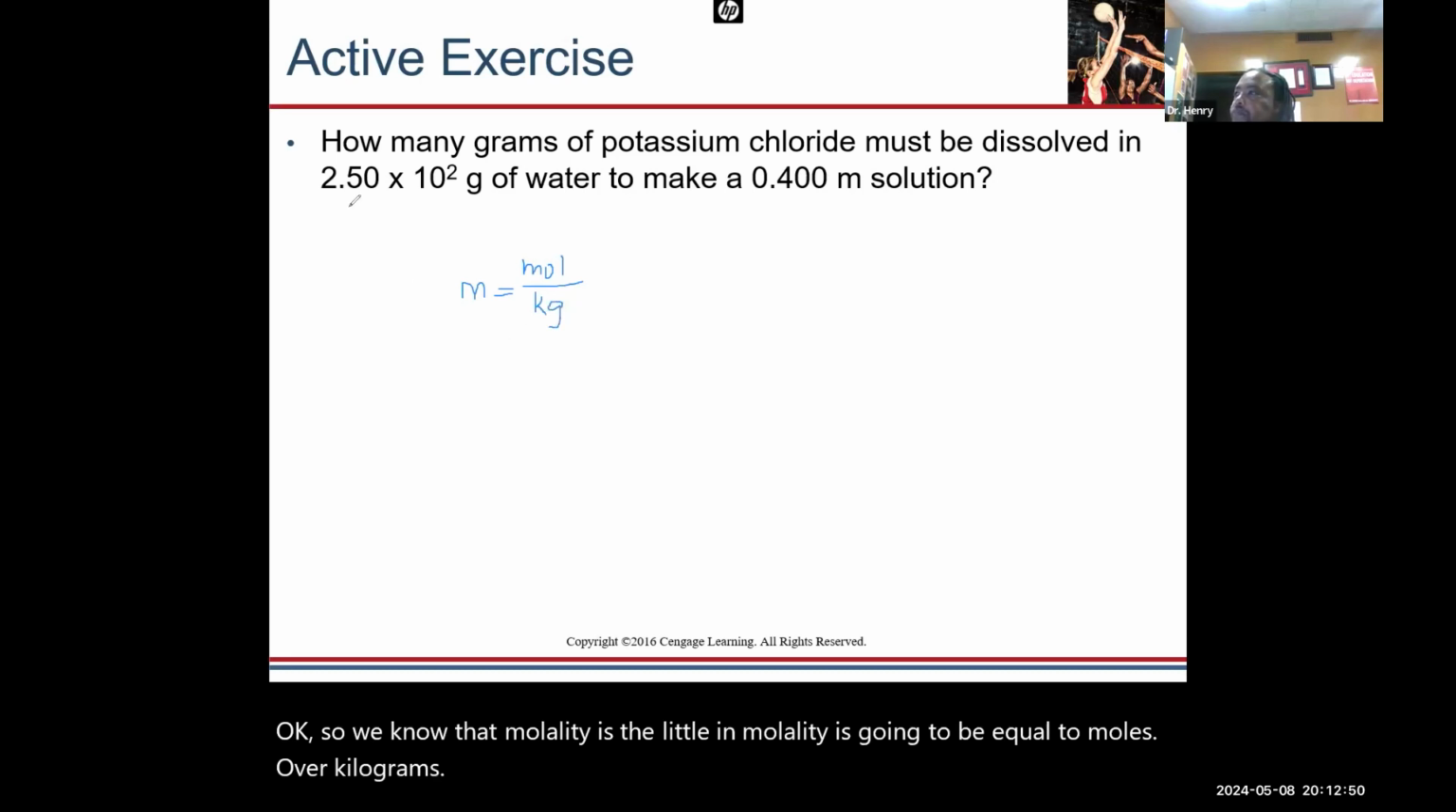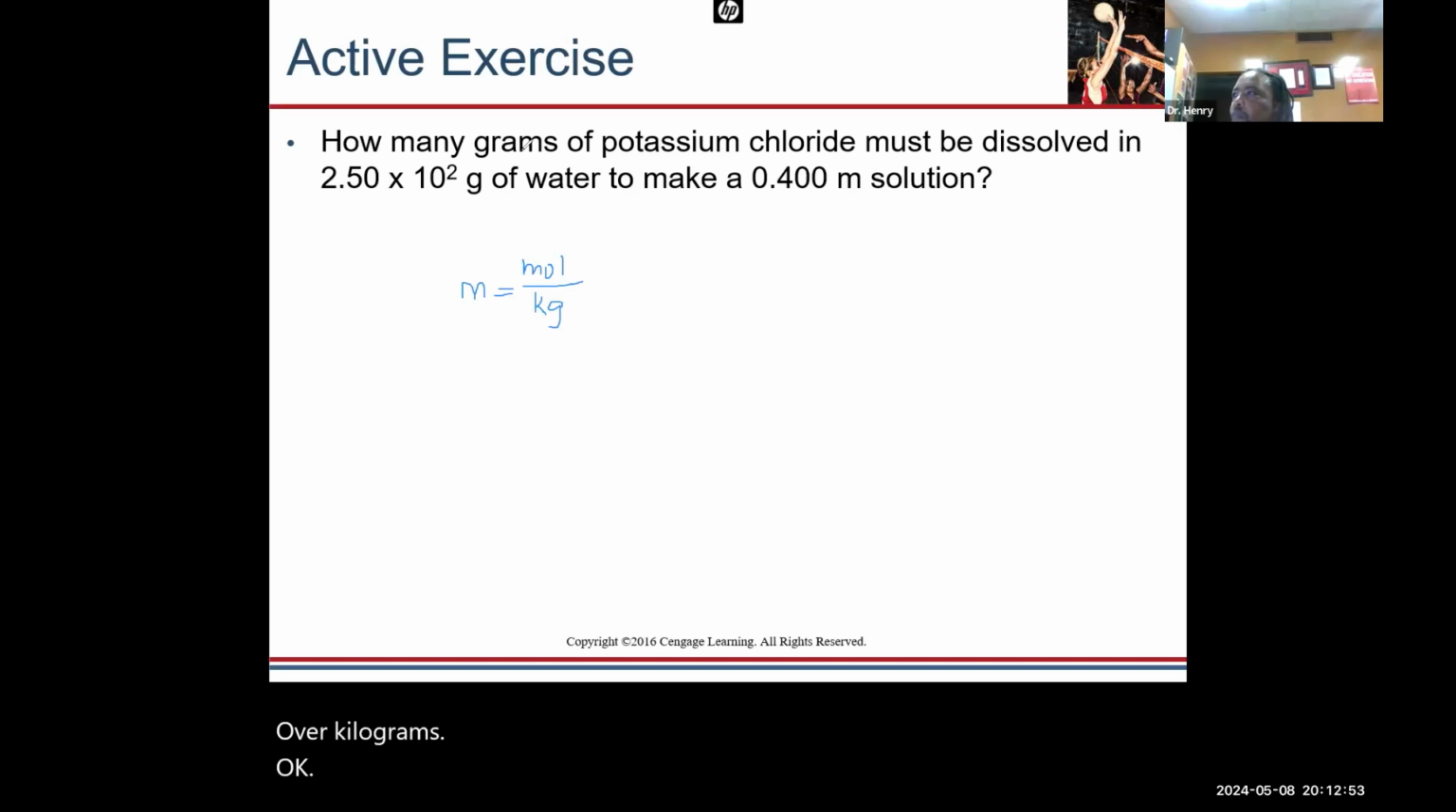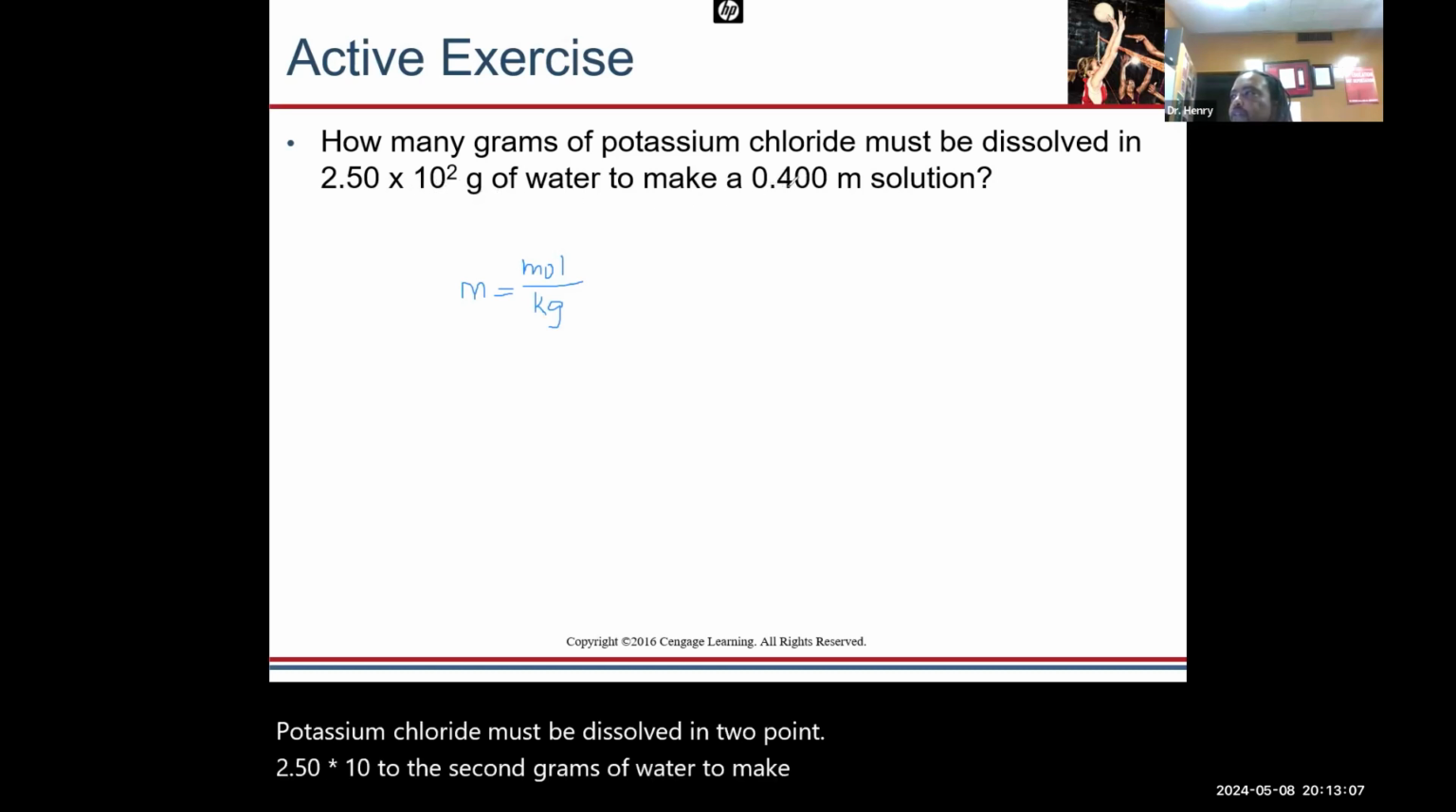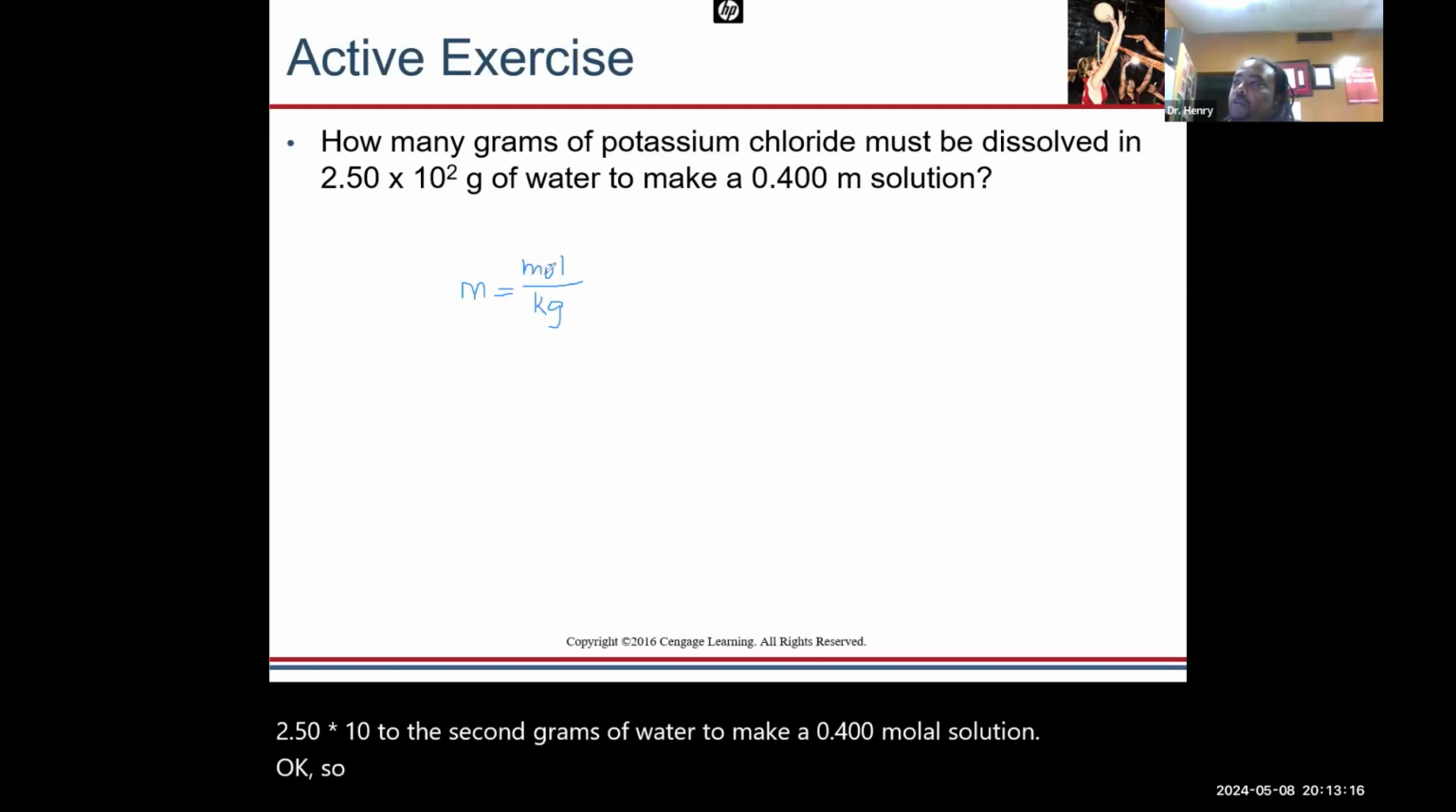Okay, so how many grams of potassium chloride must be dissolved in 2.50 times 10 to the second grams of water to make a 0.400 molal solution? Okay, so again, molal is basically moles over kilograms.